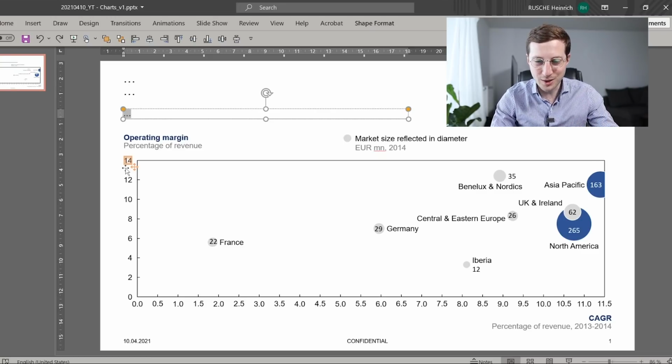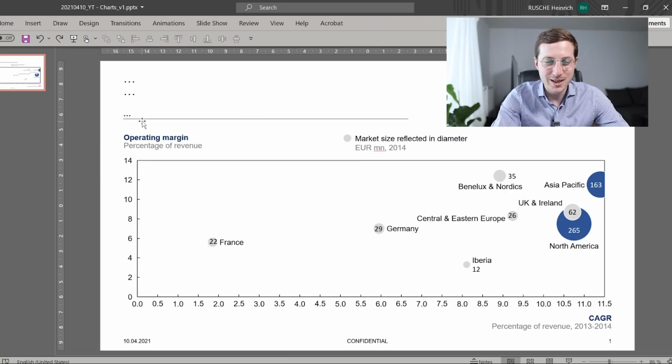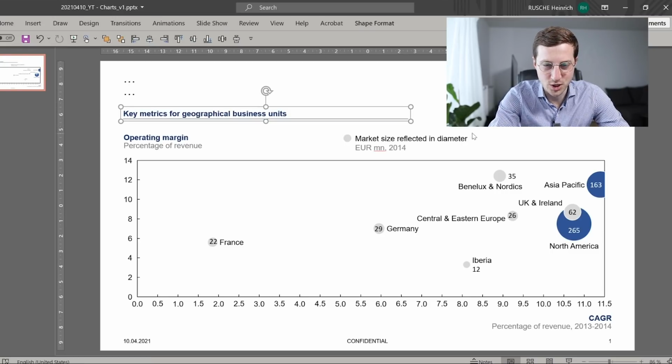You look at a chart like that and you're asking yourself, well, what exactly am I seeing here? So to help your reader to make this very salient and transparent, include a title and clearly label that. And for instance, here we could write something like key metrics for geographical business units. Something like this. Here again, if you have another suggestion, feel free to let me know in the comments.